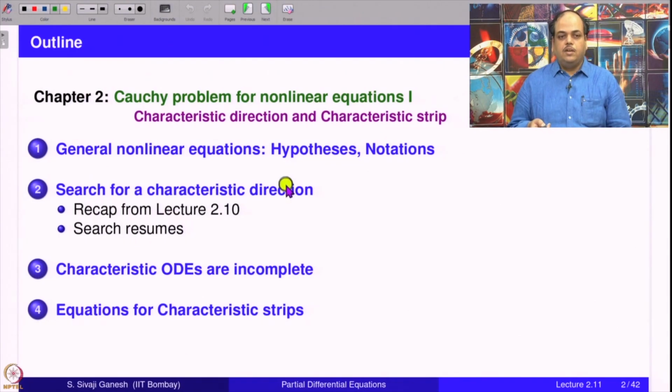We were not yet successful. Today the search resumes and we will find a characteristic direction for the general nonlinear equation, and then the resulting characteristic ODEs are incomplete, we are going to see that, and therefore we need to extend the system of characteristic ODEs to a new system, which is a system of equations for characteristic strips.